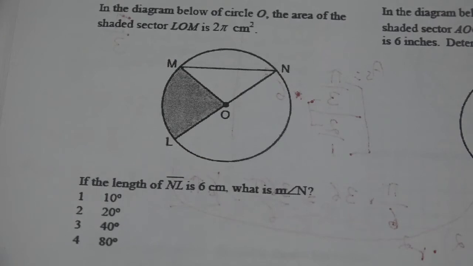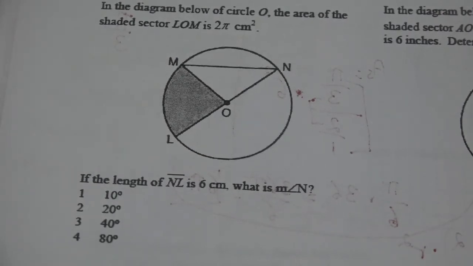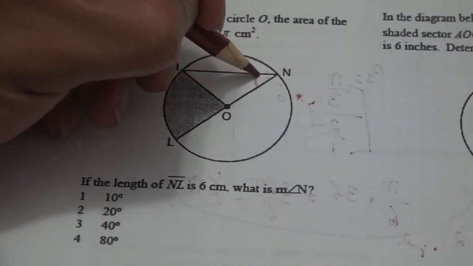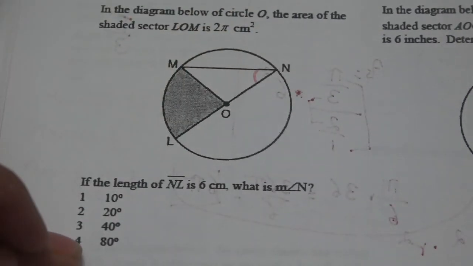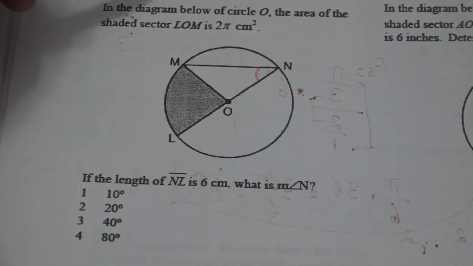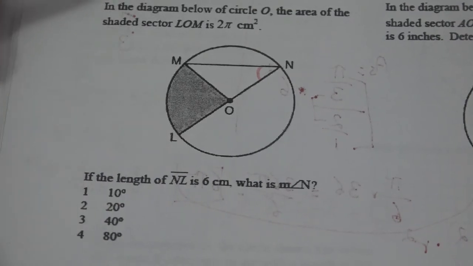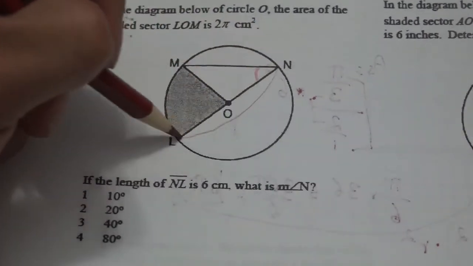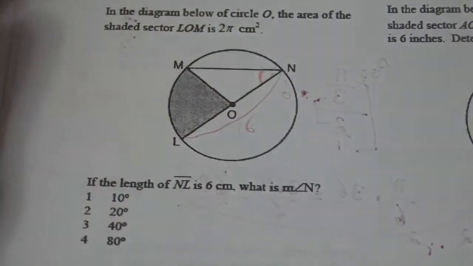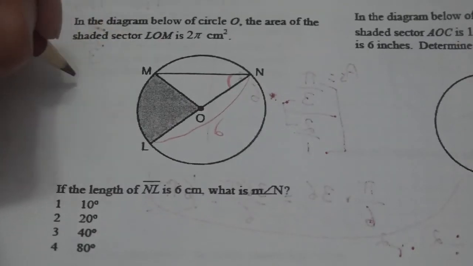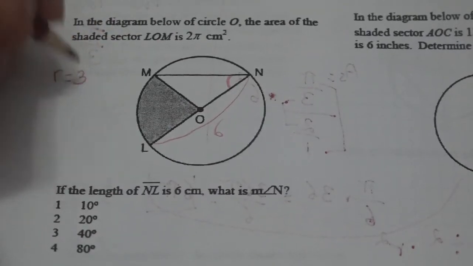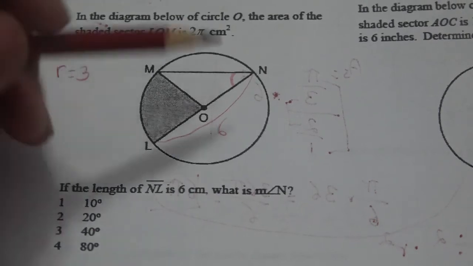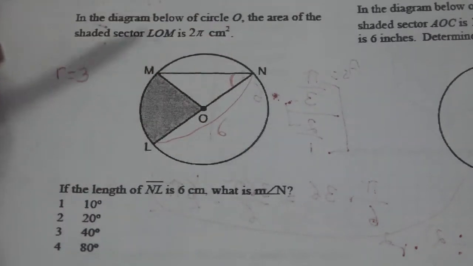They want the measure of angle N. They want this measure right here. In order to do that, let's see what kind of information I have. The length of NL is 6, so this whole length is 6. So we know that the radius is 3. Now, they want to know the measure of angle N.